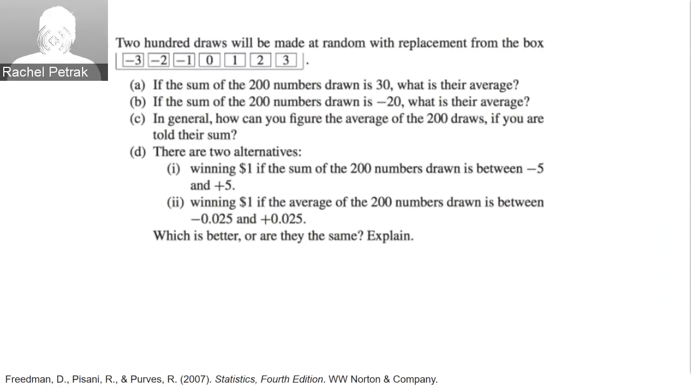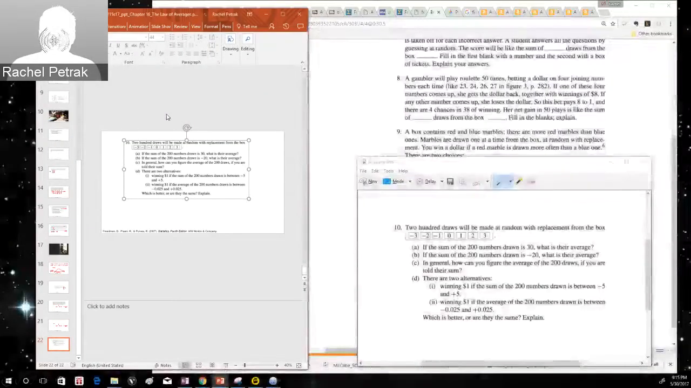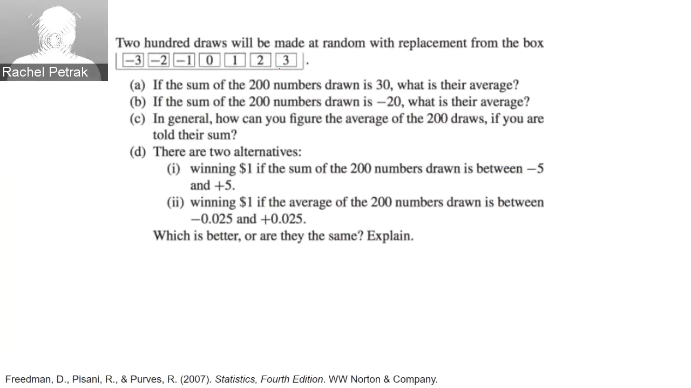"200 draws will be made at random with replacement from the box laid out below. If the sum of the 200 numbers drawn is 30, what is their average?" Sorry, it always does that when I try to make the pen show up the first time. I always switch the slides. It's a real pain.